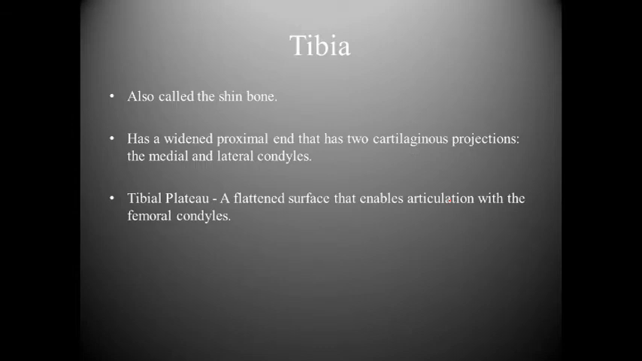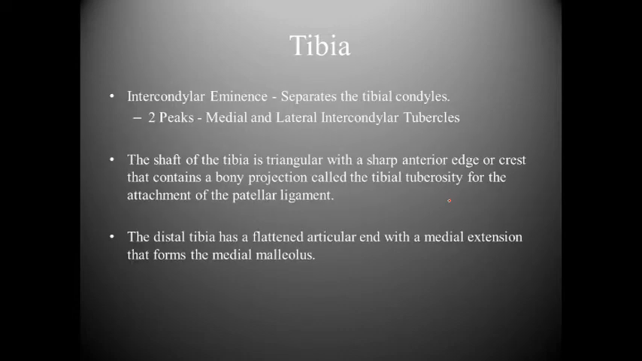So the tibia. The tibia is also called the shin bone. It has a widened proximal end and has two cartilaginous projections, which are the medial and lateral condyles. The tibial plateau is a flattened surface that enables articulation with the femoral condyles. Also, we have the intercondylar eminence, which separates the tibial condyles. There are two peaks to that, the medial and lateral intercondylar tubercles. The shaft of the tibia is triangular with a large anterior edge or crest that contains a bony projection called the tibial tuberosity for the attachment of the patellar ligament.